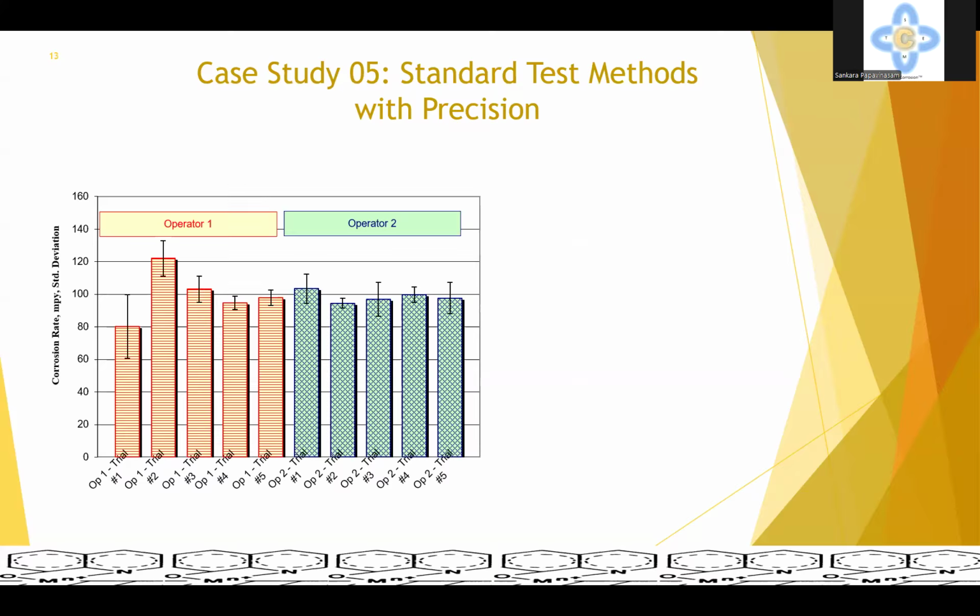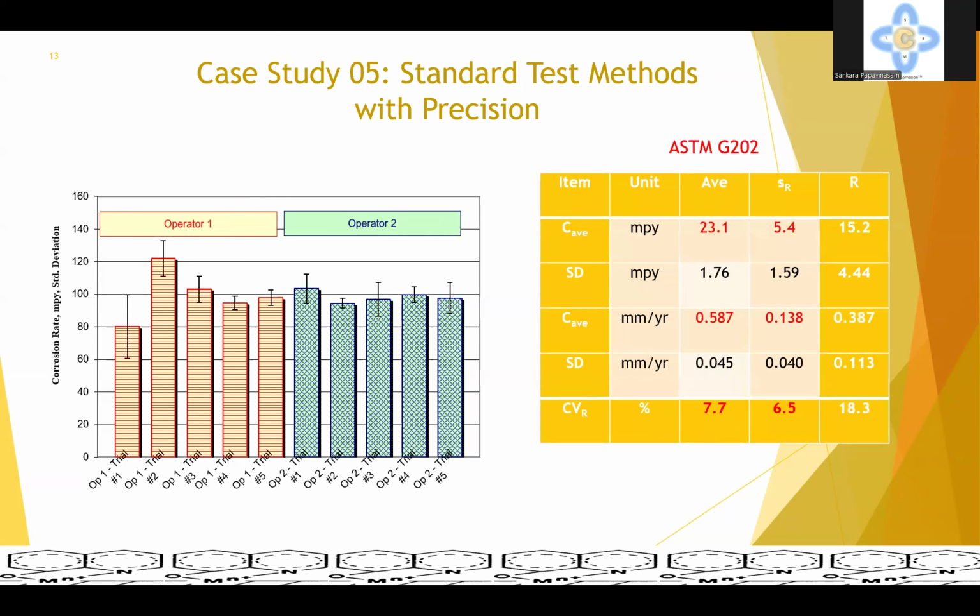And they showed data by two operators in their lab. They said, we are getting results consistently. We are good. Then we challenged them with ASTM G202 with this reproducibility statement. Under the same condition, ASTM G202 reported an average corrosion rate of 23 plus or minus 5 MPY. In other words, you should have got a result in the absence of corrosion inhibitor somewhere here, not 100 plus MPY.